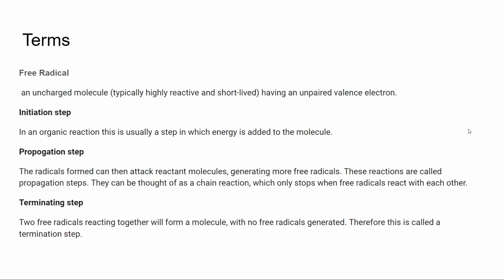The next thing is that we have some terms here. The first term is a free radical. This is an uncharged molecule, typically highly reactive and short-lived, having an unpaired valence electron. This literally means that it usually has one unpaired valence electron. It can also have two unpaired electrons in the case of oxygen. Oxygen is also considered a free radical when it's all by itself. But usually if it has at least one unpaired electron, it's a free radical. Next is going to be an initiation step.